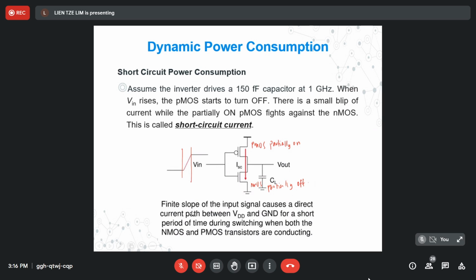The finite slope of the input signal causes a direct current path between VDD and ground for a short period of time during switching when both the NMOS and PMOS transistors are conducting. So this is the definition of short circuit current in this CMOS inverter. Short circuit current causes dynamic power dissipation.